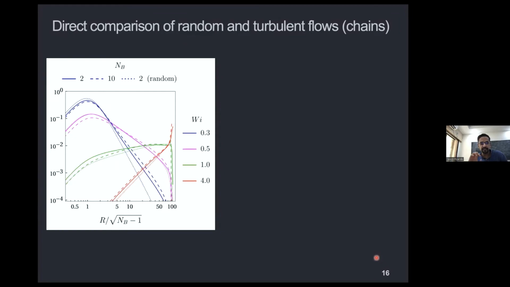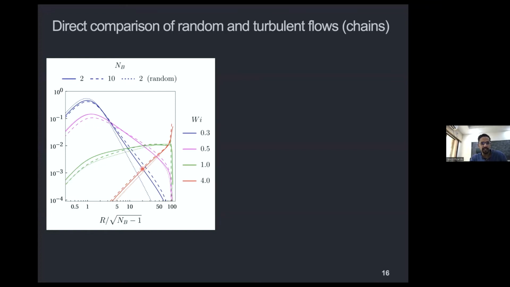So what we did is we did simulations of dumbbells in a homogeneous isotropic DNS, and then also synthesized a random Gaussian flow by matching the Lyapunov exponent with that of our DNS, as well as the correlation time of the strain and the vorticity. There are different ways, of course, to construct an equivalent random flow to turbulence, and this is what we chose in this case. And then this is the comparison.